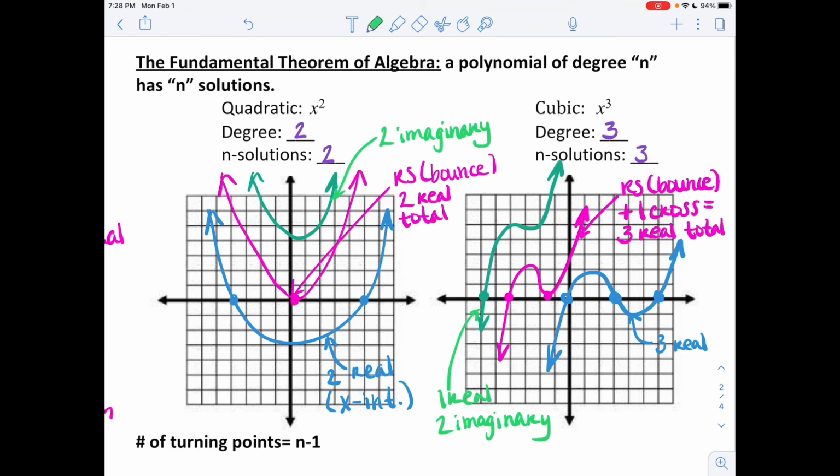One other thing to note is what is called a turning point. Remember, we talked about turning points on the front of this foldable. And the number of turning points is going to be at most n minus 1. So notice that for my third degree function, I have 1, 2 turning points. For my second degree function, I only have 1. So whatever the degree is, subtract 1, and that's the most that you can have.